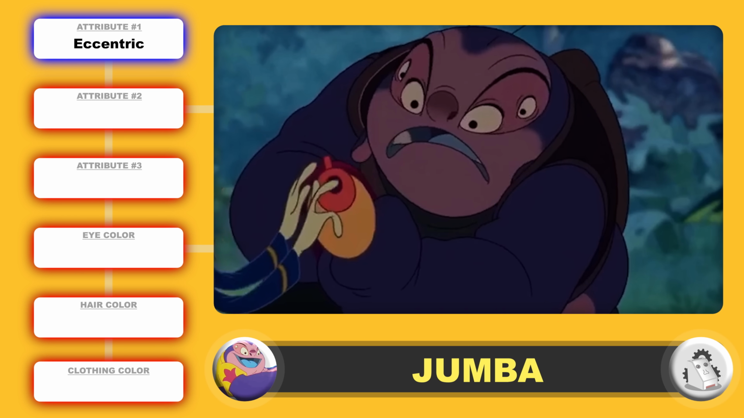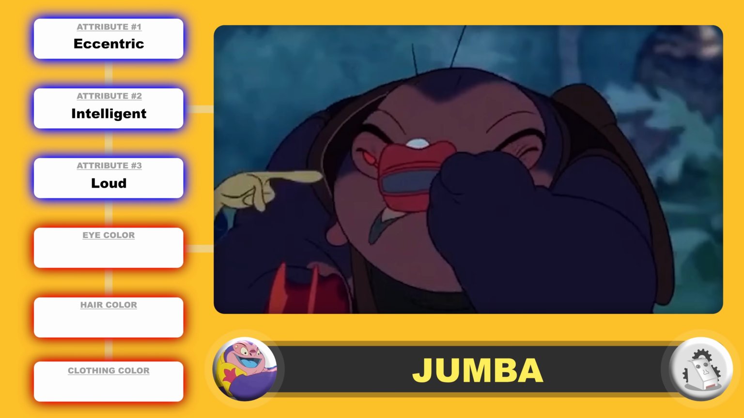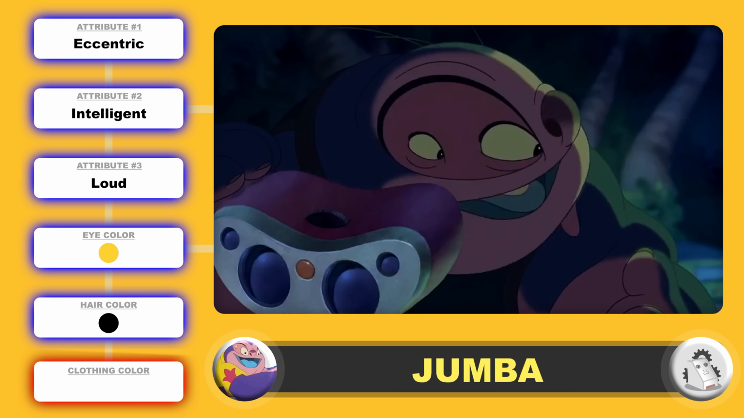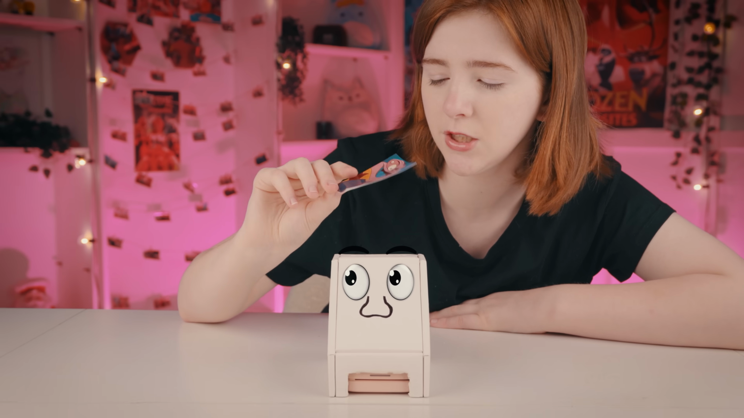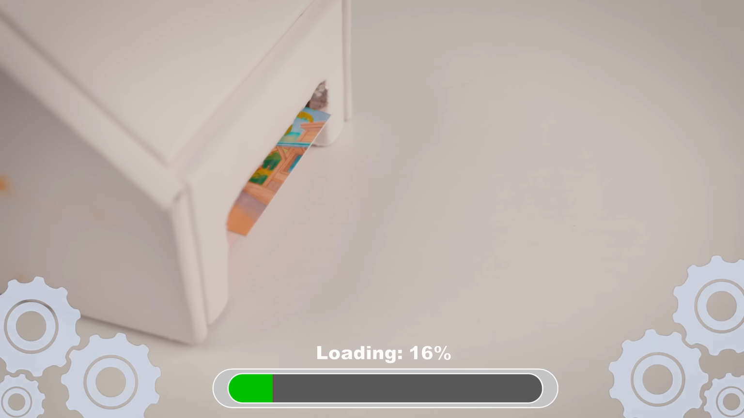Next is Jumba. Craig, do a deep search on Jumba. I need to know everything about him for the video's purposes. Jumba's first attribute is eccentric. His second is intelligent. And his third is loud. His eye color is yellow. He has no hair color. And his key clothing color is mustard yellow. Okay, Craig, you know the drill. Using these attributes and colors, let's turn Jumba into an animal. It's actually Jumba. My mistake.